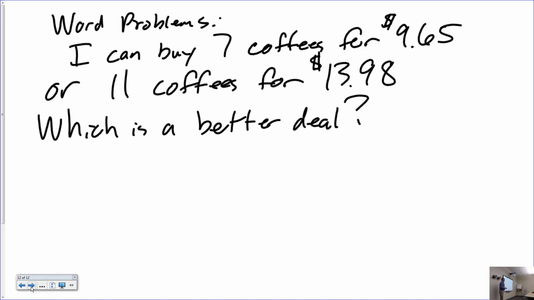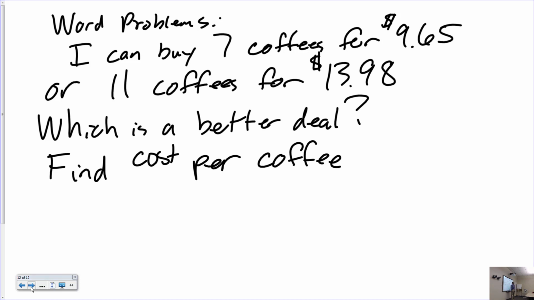Divide them. What are you going to divide by? 7 into 965 to get what it would cost for each one, and the 11 and the 13.98 to see what it costs each one, and then the lowest price is the better deal. Find cost per coffee, right? How much does it cost to buy basically 1 cup of coffee? And that will be what you're looking for, right? What does the word per tell you to do in mathematics? Divide, which is exactly what you were saying, okay? And note the order it goes, right? It's cost divided by the coffees, right?